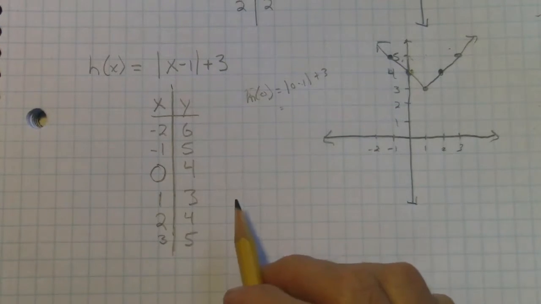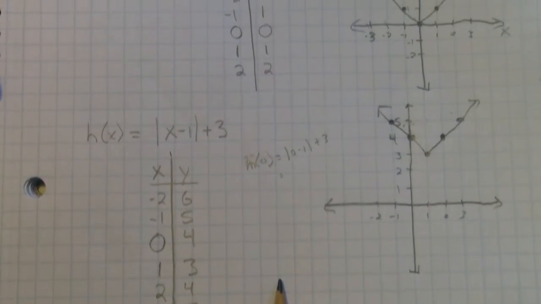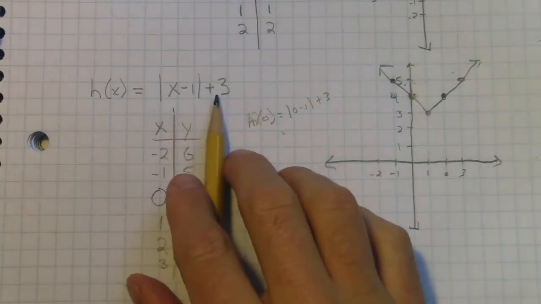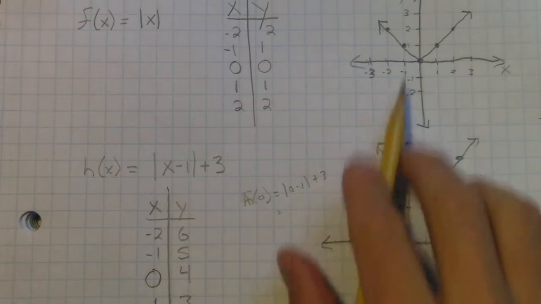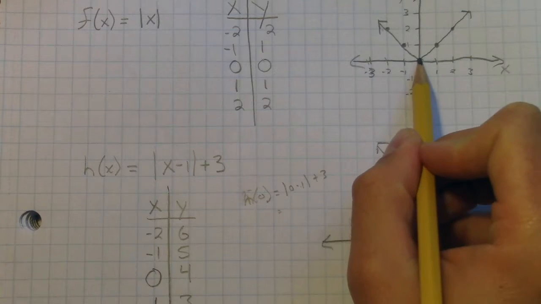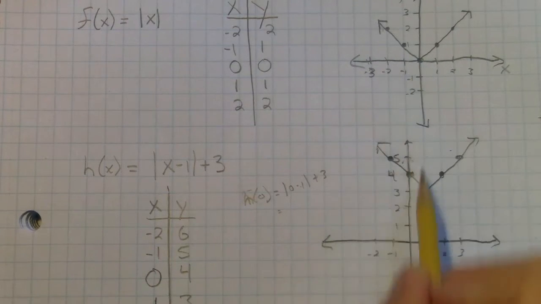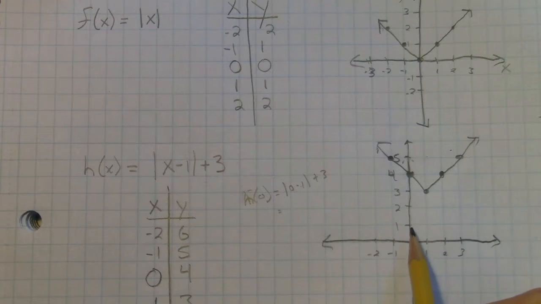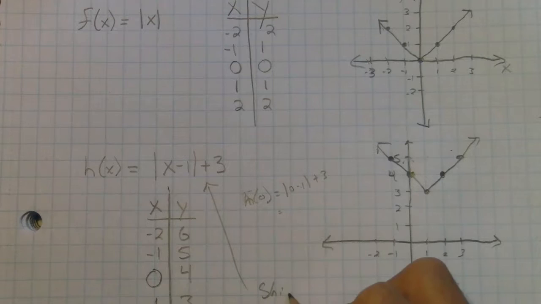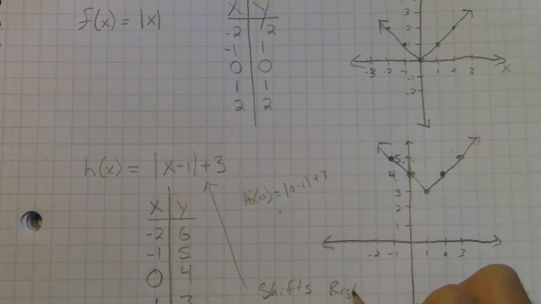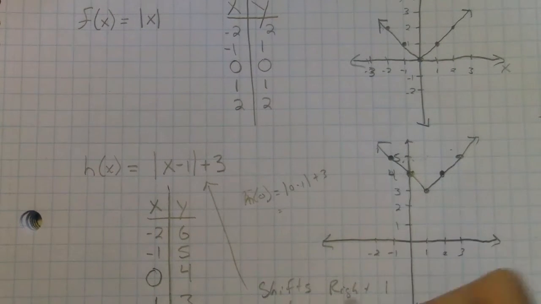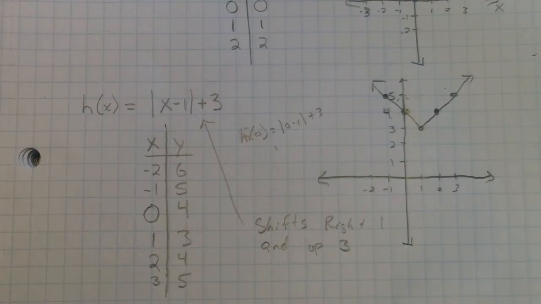And the reason I'm doing this is transformations of functions. I started off in my first example with the absolute value of x. Then I do the absolute value of x minus 1 plus 3. Let's just start off by observing what happened. The point (0, 0) was on the graph, and that point looks like it got shifted over to here. So it got shifted to the right. So this graph shifts right 1 and up 3.